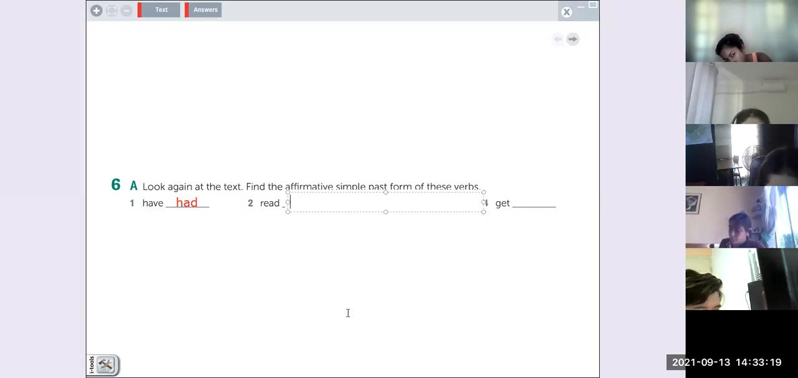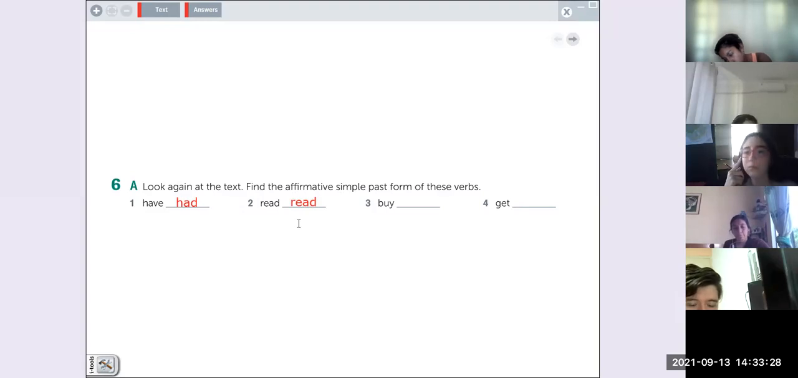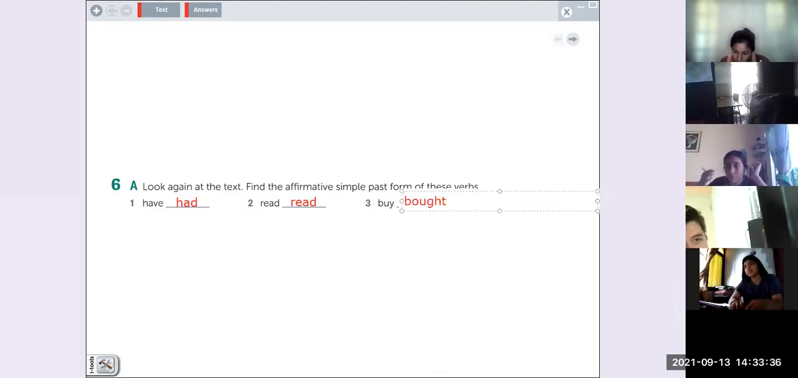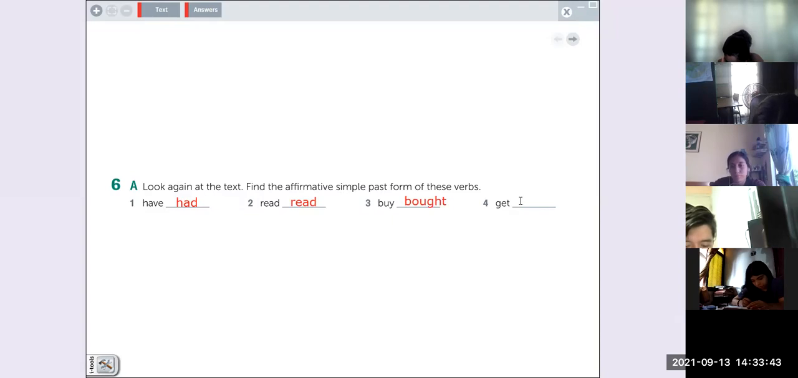Red. Read. Read. Read. The written word is exactly the same, but the pronunciation is different. Red, como el color, más o menos. Buy. Bought. Bought. Aquí no se pronuncia la U. Okay, bought. No bow. Okay. Get. Got. Got. Very good.